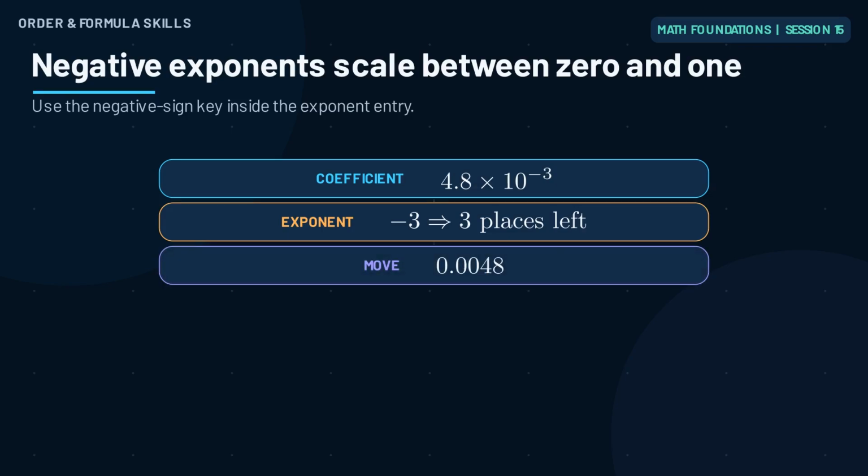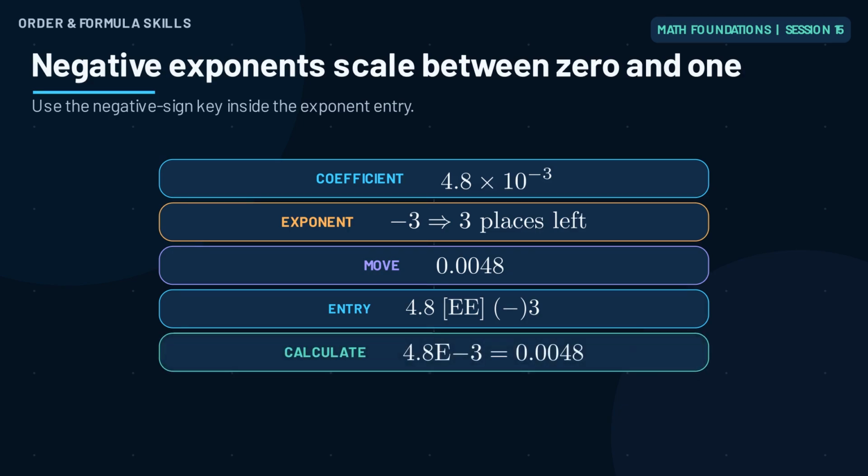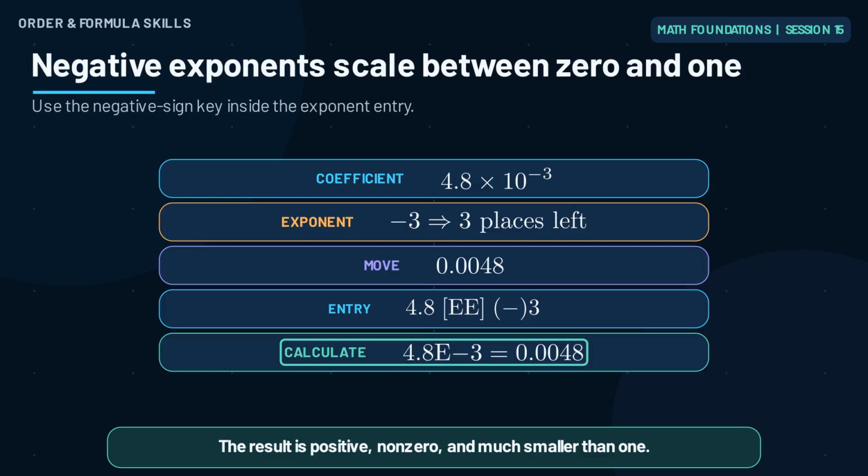4.8 becomes 0.0048. Enter 4.8, press the exponent entry key, then use the negative sign key for the exponent 3. The calculator may display 4.8 e negative 3. That display equals 0.0048. The result must be positive, non-zero, and much smaller than 1. Do not confuse the subtraction key with the negative sign key.